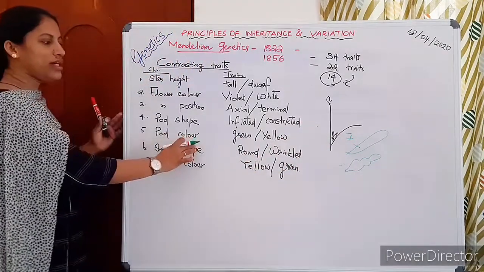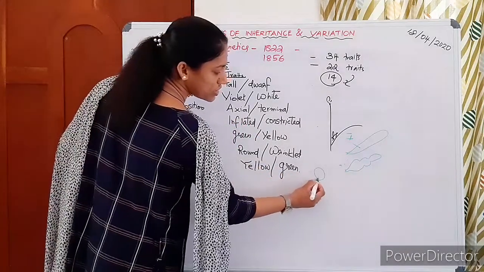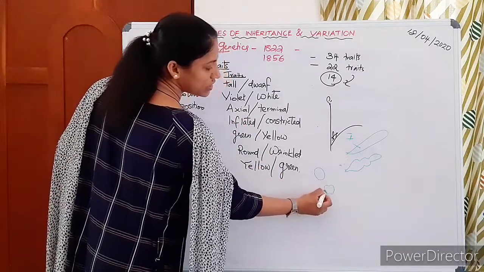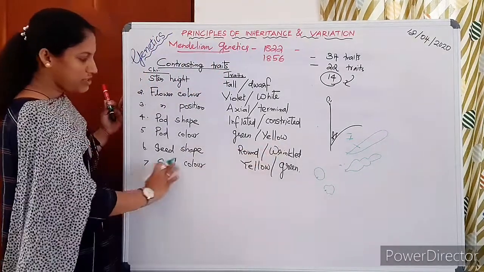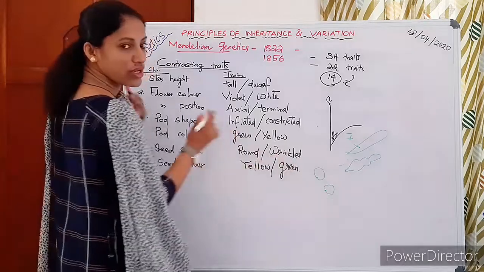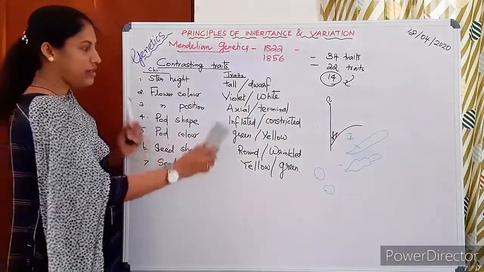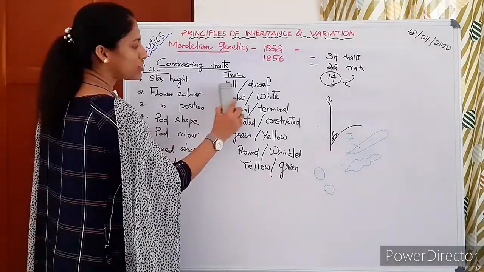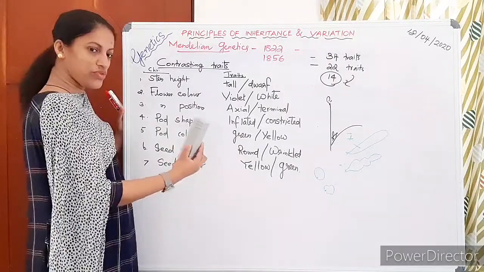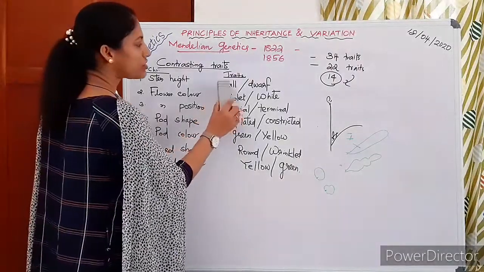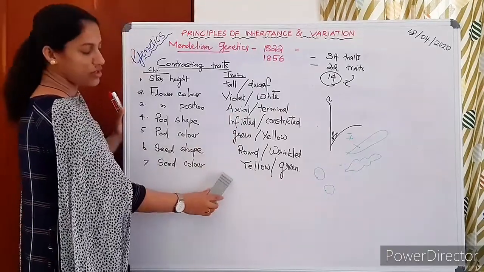Then pod color, green, yellow. Then seed shape, round seed or wrinkled seed. Then seed color, yellow or green. When you learn this, just understand that all the first written traits are dominant. Tall is dominant over dwarf. What is dominant and recessive, you will understand. I mean, tall is the dominant one, dwarf is recessive. Similarly, all the first written are dominant traits.